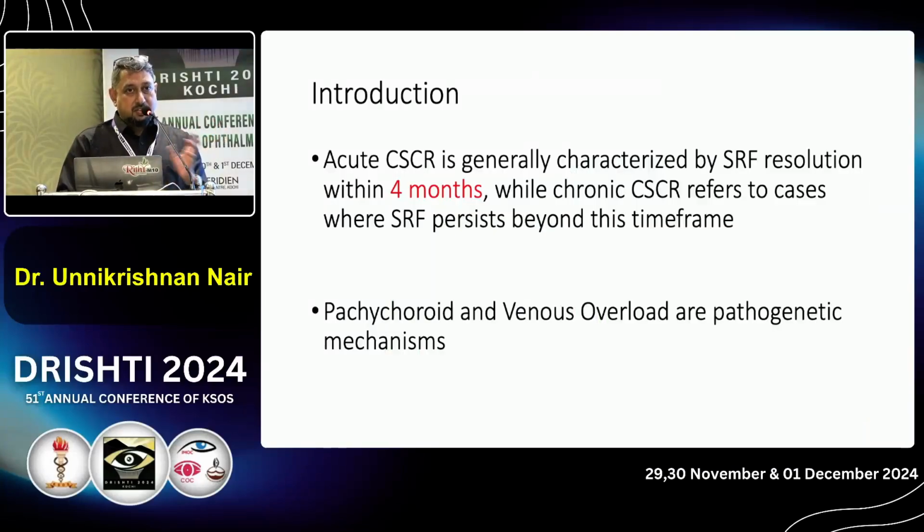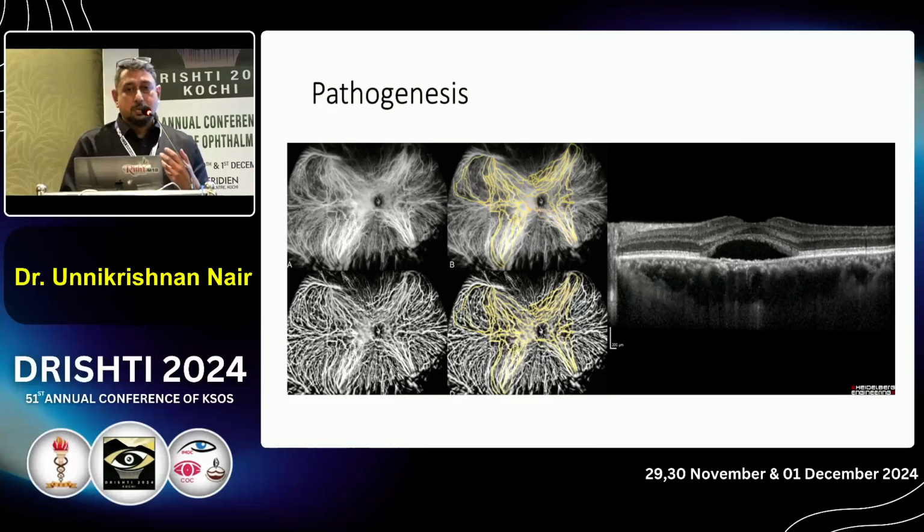Let's start with the differentiation between acute and chronic CSR. The time period arbitrarily or in literature is 4 months. But now we know that there are two mechanisms beyond it: the pachychoroid and the venous overload. The venous overload is when there's a vortex vein compression and all the vessels attributing to the posterior pole are thickened. That translates into a thickened choroid over here, which we're just going to mark off.